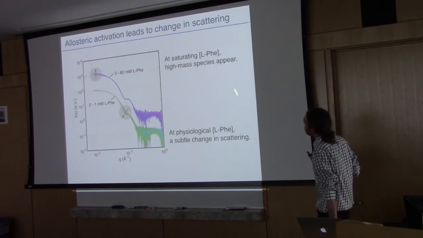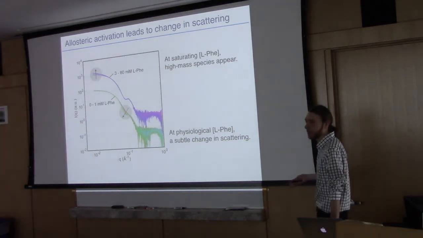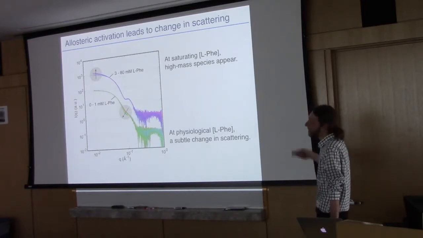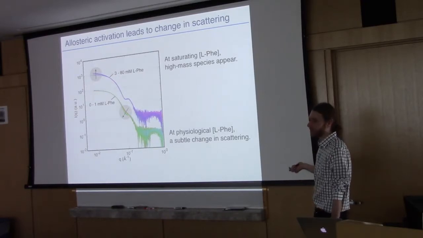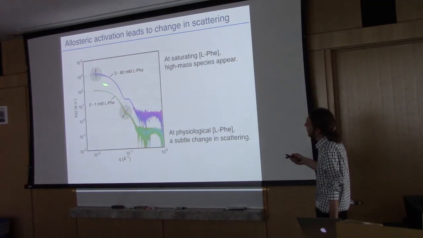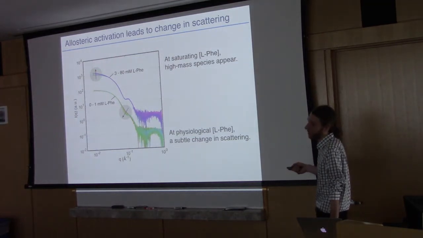Okay, so the first thing we did is we took pH and used what we're now calling batch mode SAXS. We titrated in phenylalanine and tried to see if there was evidence of a conformational change. What you see is that at physiological phenylalanine ranges, which is about 0 to 1 millimolar, you see a small change in the mid-Q regime. And as you go to much higher non-physiological phenylalanine concentrations, you start to see an increase in I0, which is evidence of higher molecular weight species.